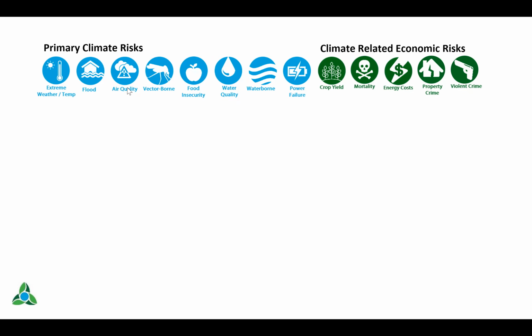The economic impacts that relate to these impacts are things like crop yield, and the impacts that changing weather projections and climate, things like droughts and floods, can have on crop yield, mortality, energy cost volatility, and property damage. Violent crime also is linked to some of these projections.